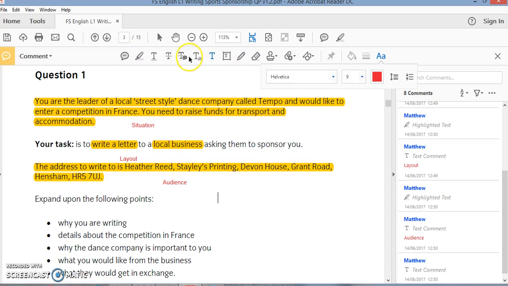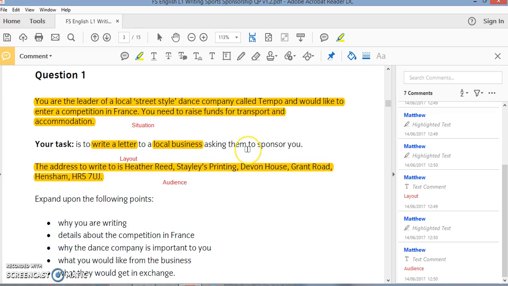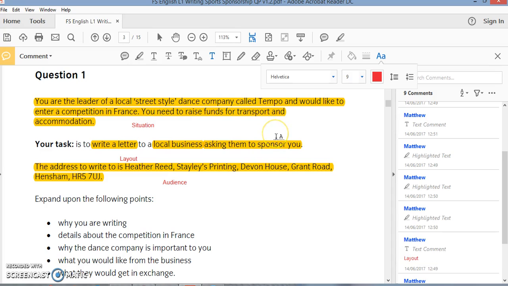Now they're never going to come out and say write a persuasive piece of text or write an informative piece of text. You're expected to read between the lines here. So we're going to have to ask this small company to sponsor us. So reading between the lines, that tells me, okay, our purpose here is probably persuasive.